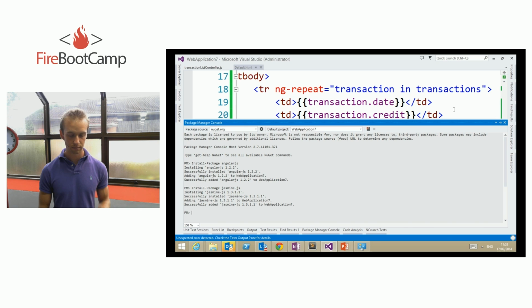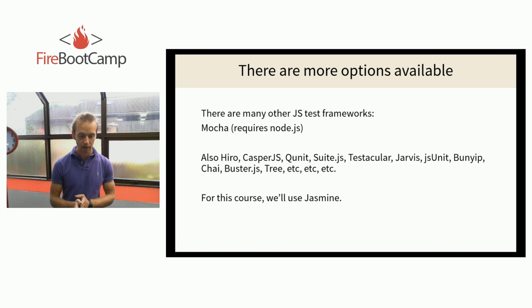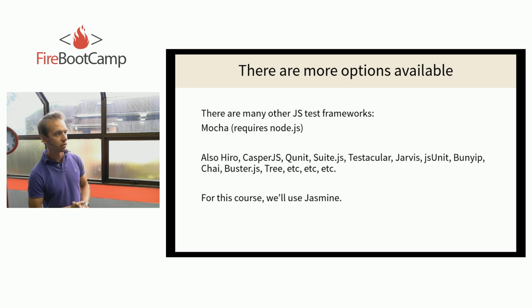I've just installed that via NuGet. There are lots of other options available: Hyro, Casper.js, QUnit, Suite, Testacular, Javas, lots of them. For this course, we're going to use Jasmine. You can use whatever you feel comfortable with. I like Jasmine. I don't really like QUnit. I don't really care about the others.